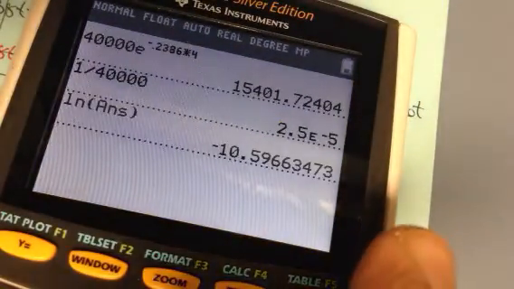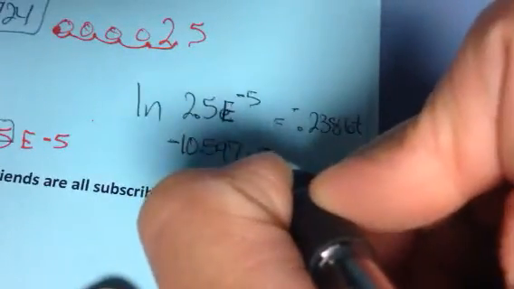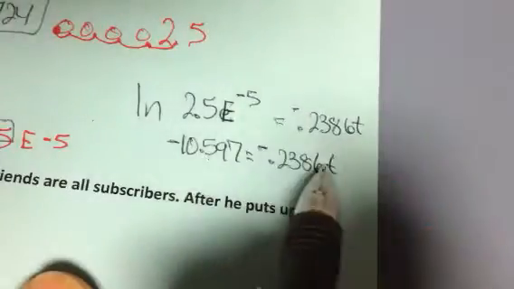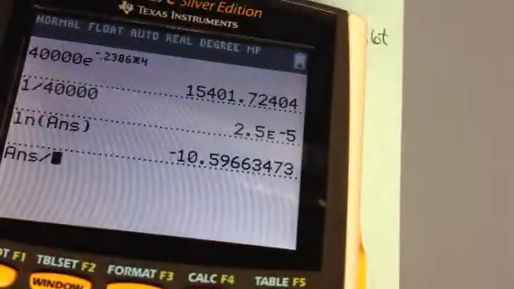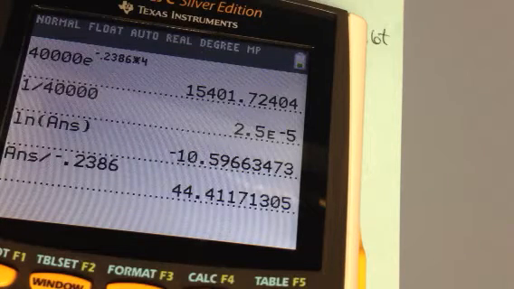I get this, negative 10.597. Equals this decimal. And now to get t by itself, I'm just going to take this number and divide it by this number. So it's already on there, and I'll do divided by negative 0.2386. And there is your t. That's how long it's going to take. So t is about 44, I think this is days, so 44.411 days, over a month.